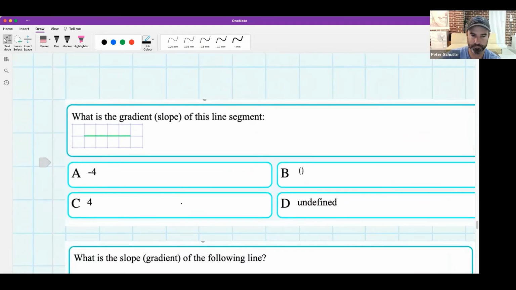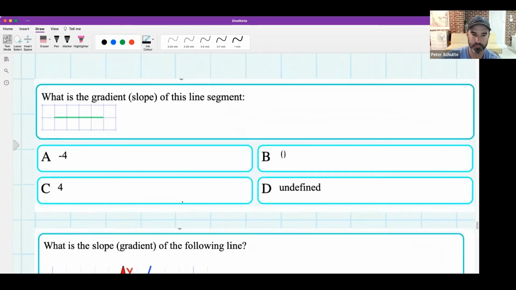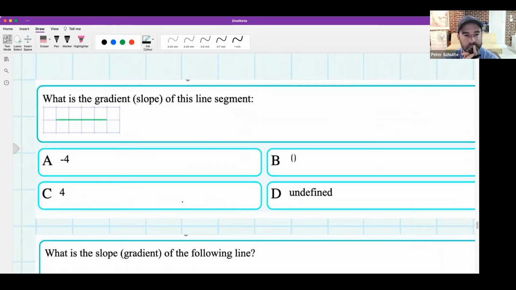What about this one? Sorry, this should be a 0. So I got mixed up. What's the gradient of this line segment?